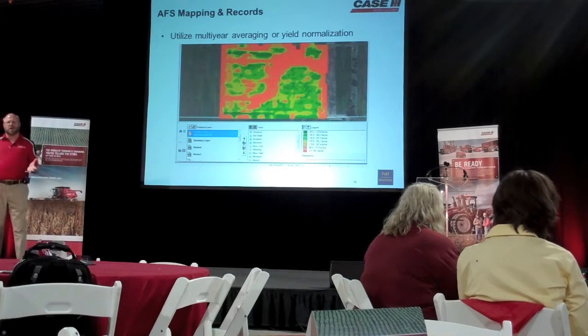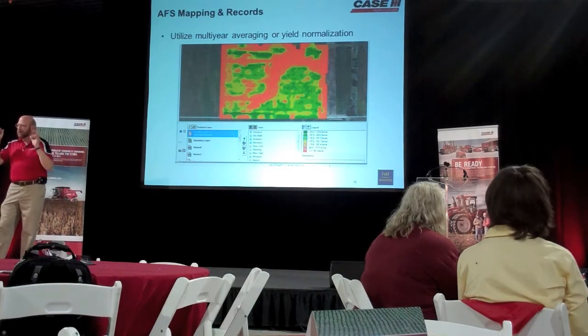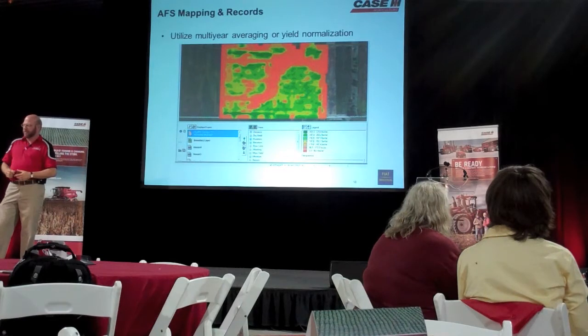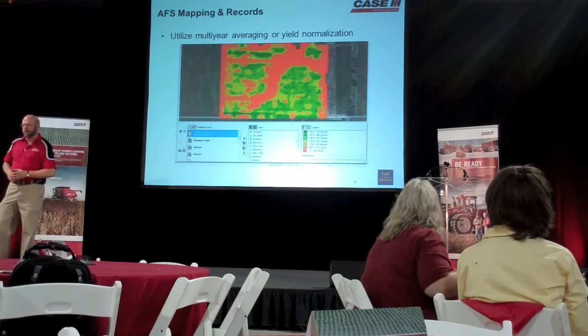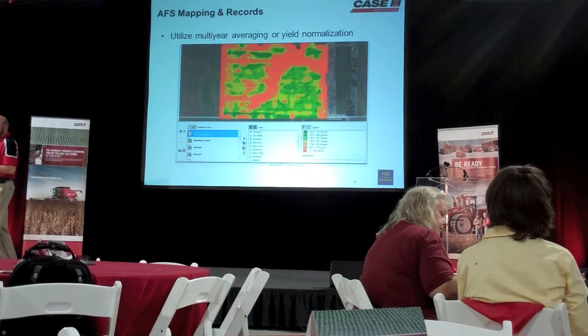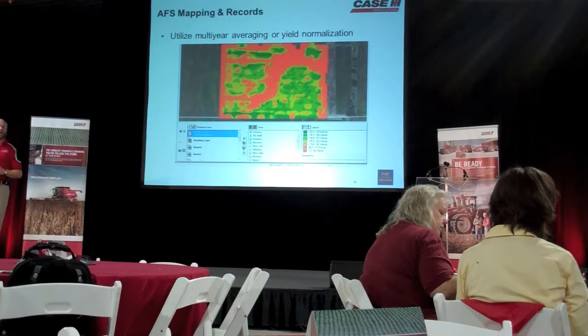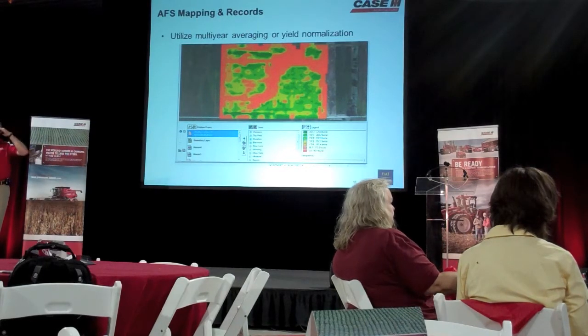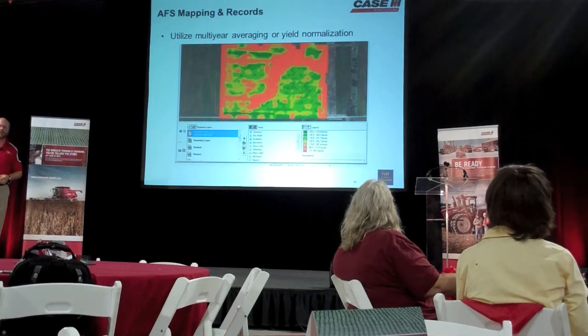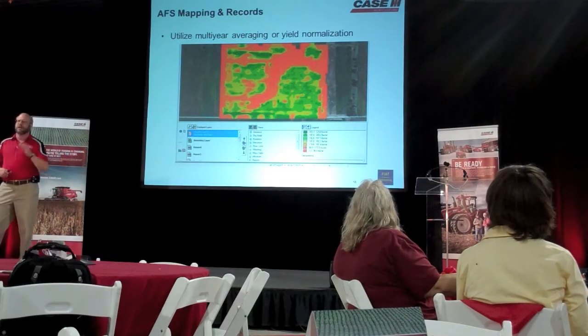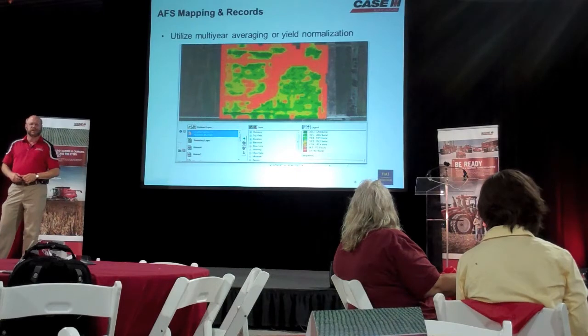The core, the heart of the mapping and record keeping part of the software is AFS mapping and records. Very straightforward. Now we happen to have a yield map shown here, and you can do single year yield maps, you can do multi-year yield maps. This happens to be a normalized map where you can compare yields against a certain norm, against a certain baseline. In this case, it's pretty obvious to see which parts of the field are yielding above the baseline.